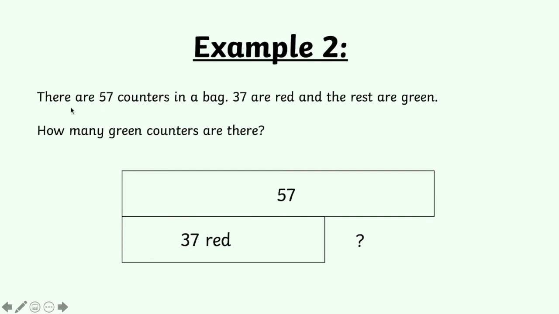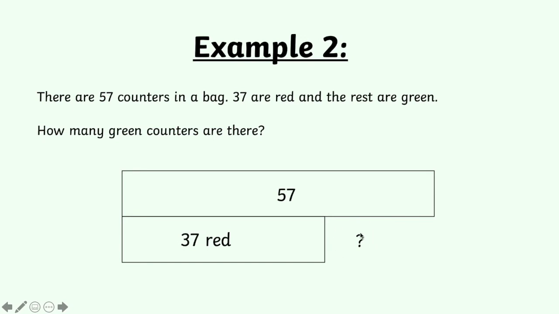This question says this: there are 57 counters in a bag, 37 are red and the rest are green. How many green counters are there? Now again, the bar model is a really good way of representing this, helping you think about what is happening in the problem. So here you can see that altogether I've got 57, haven't I? I've got 57 counters in that bag. And I know that 37 of them are red. So this is one part, it's not the same as the whole. There's a bit missing, and that's the green counters.